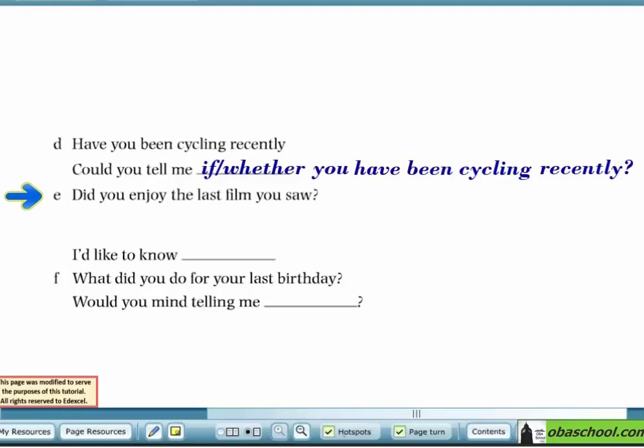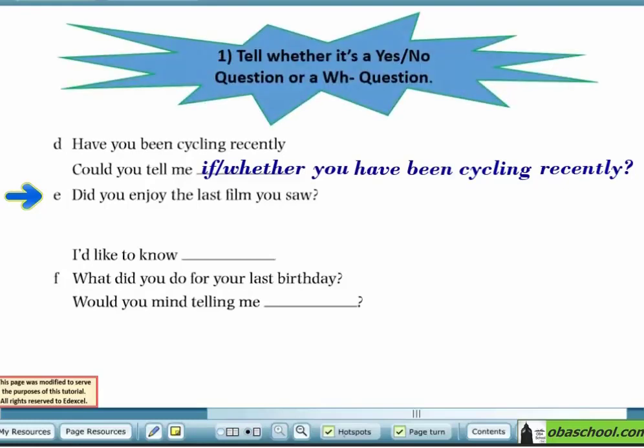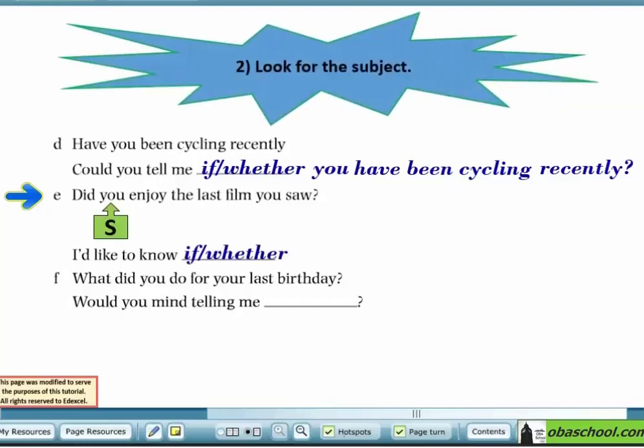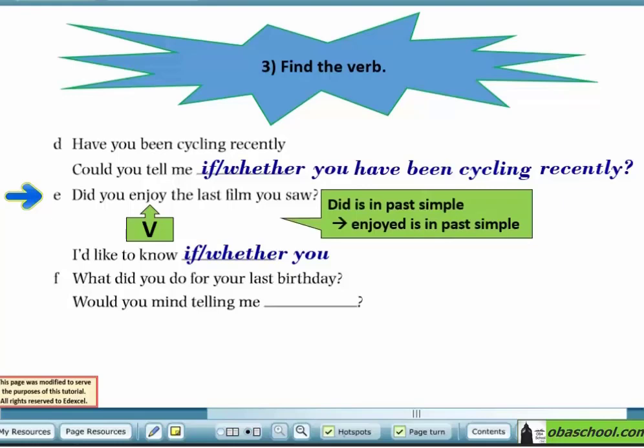E. Did you enjoy the last film you saw? First of all, we have to determine the type of the question, which is a yes or no question, because it started with a helping verb did. So I have to put if or whether, then determine the subject, which is you, then determine the verb, which is enjoy. I'd like to know if or whether you. Now, because did is in the past simple, enjoyed should be in the past simple. I'd like to know if you enjoyed, and we have to continue the rest of the sentence, the last film you saw.